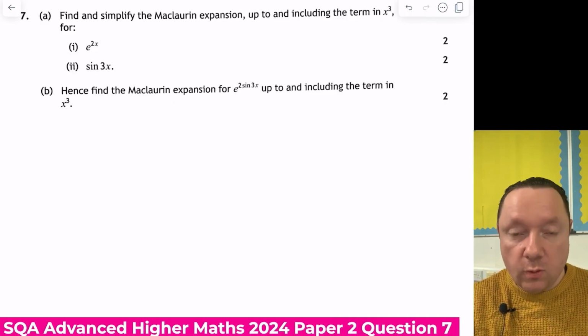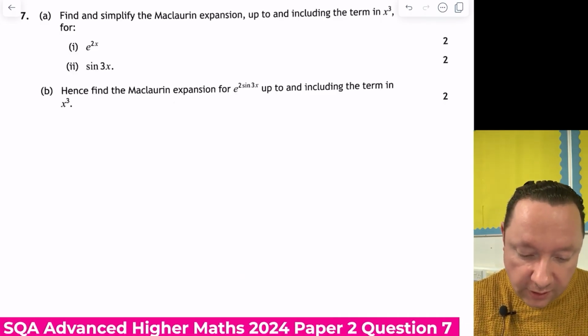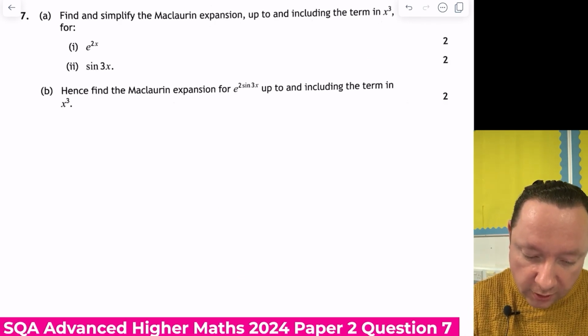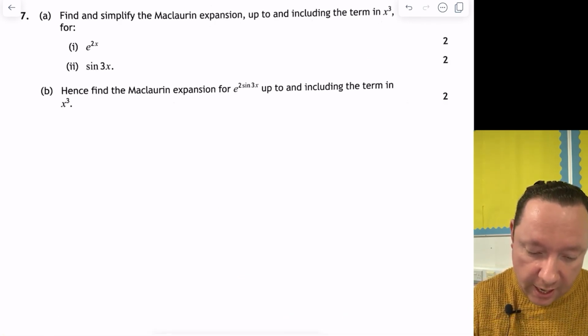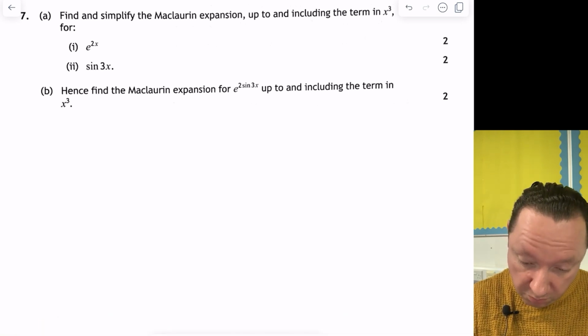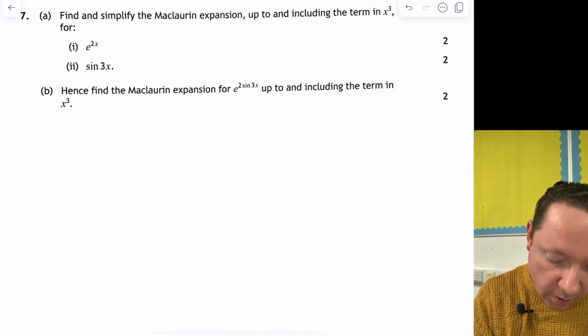SQA Advanced Higher Maths 2024, Paper 2, Question 7. Find and simplify the Maclaurin expansion up to and including the x cubed term for e to the 2x sine 3x, and then you have to do something together with that. So let's just do part 1 first.